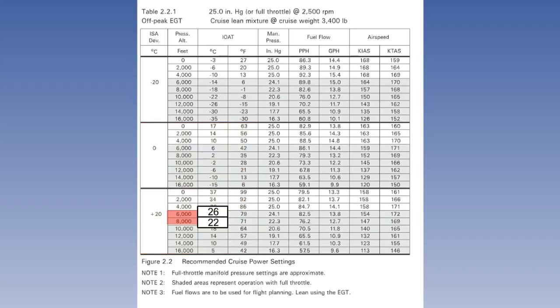To interpolate between pressure altitudes, a similar process is required. For example, to find the data for 7,000 feet, take the data for 6,000 feet, which is 26, then take the data for 8,000 feet, which is 22, and find the mean, which is 24.